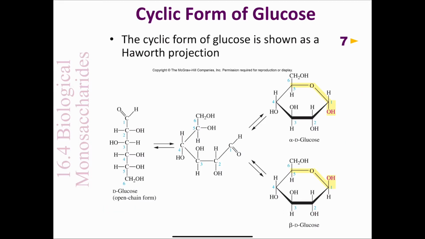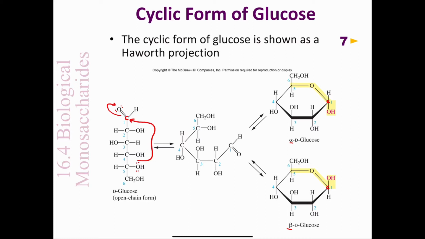The way that alpha and beta D-glucose are formed is by a reaction between the lone pair on the hydroxyl of carbon 5 and the carbonyl. During the process, carbon 1, shown here, becomes a chiral center. And the chiral center, or carbon 1, is called the anomeric carbon or the anomeric center.